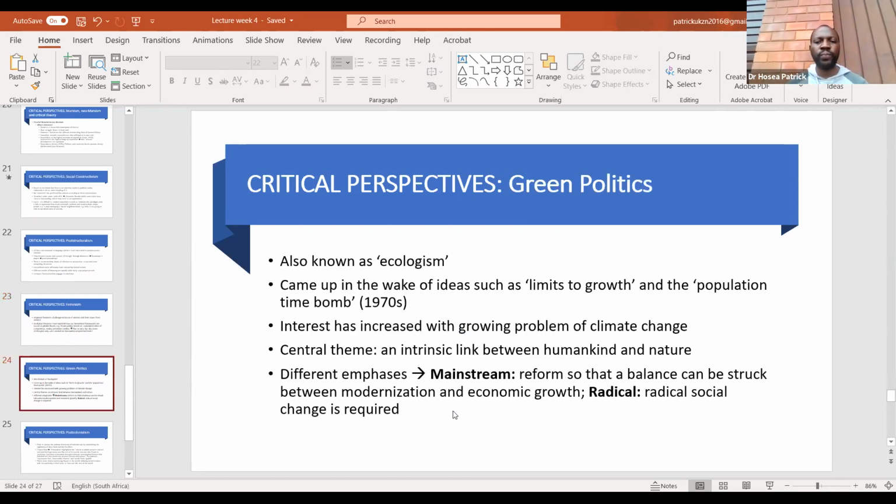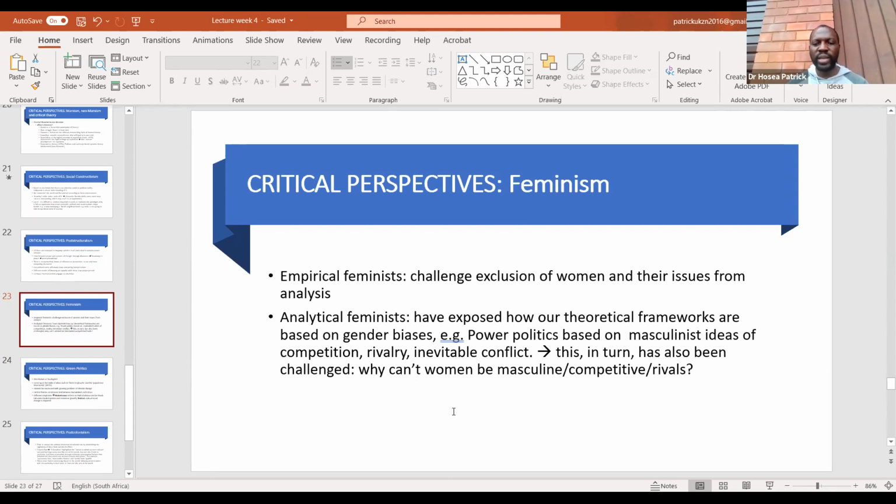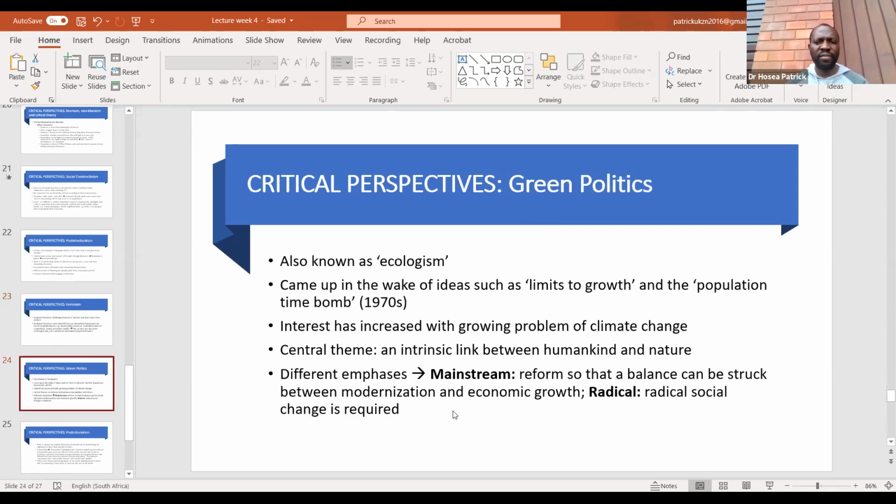So these are the arguments you make around this space, and it flows even into the international system to discuss issues around feminism.